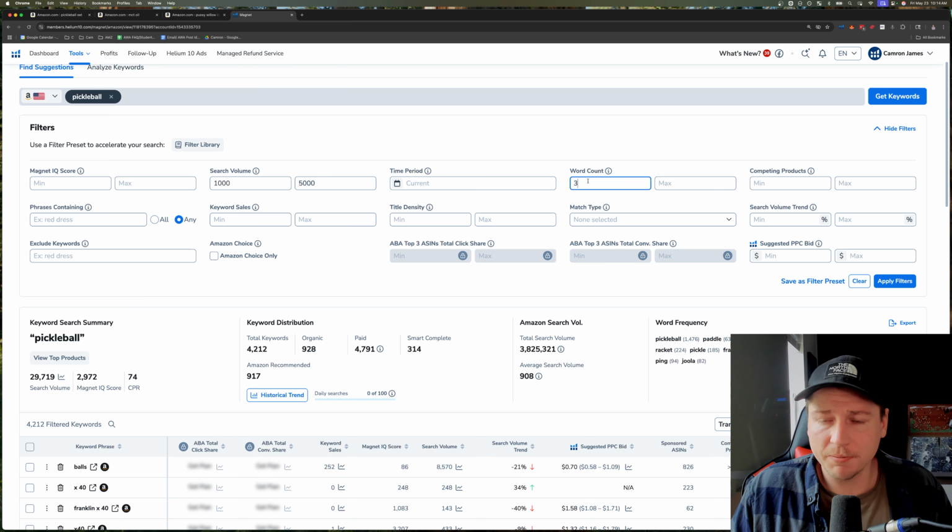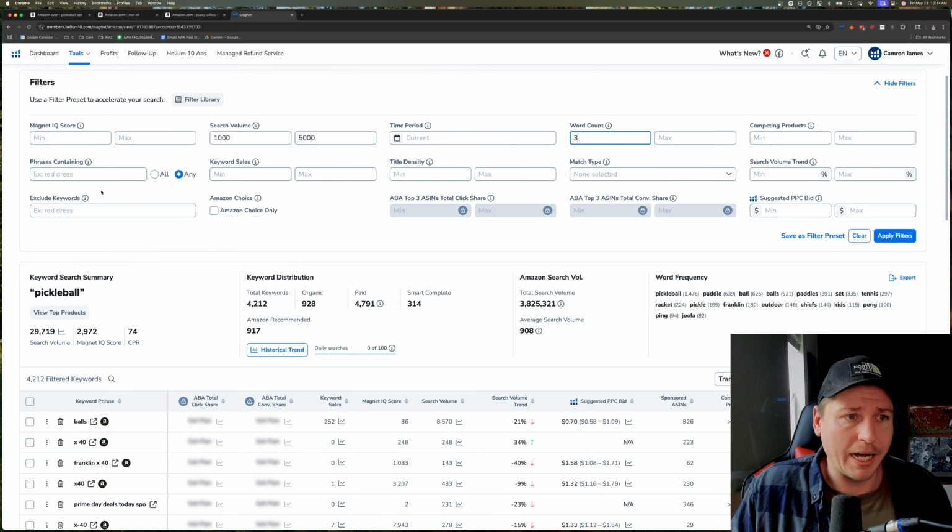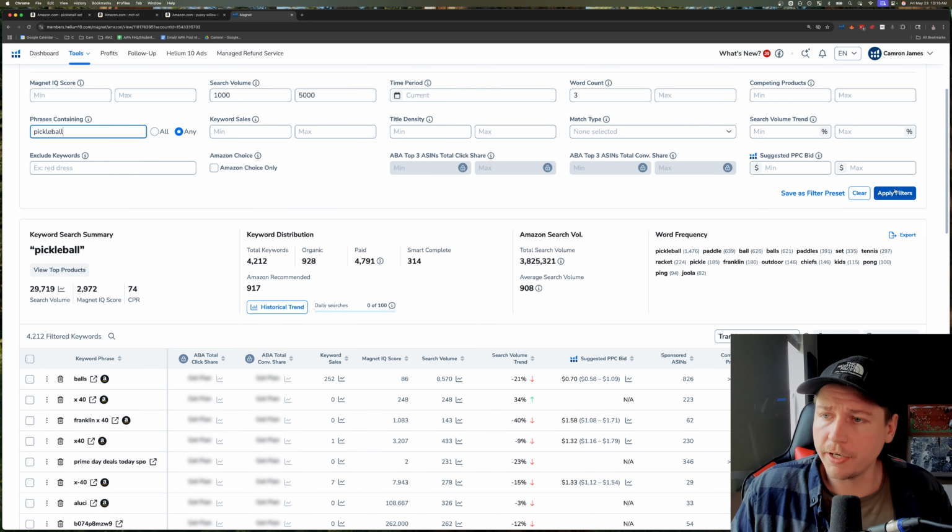So here 3, sometimes I do 4 or 5, depending on what I'm doing. Obviously phrases containing, I want to put pickleball in here because I don't want to stray from that niche. I want the phrase to have pickleball in there. Then we're going to go down here, hit apply filters.